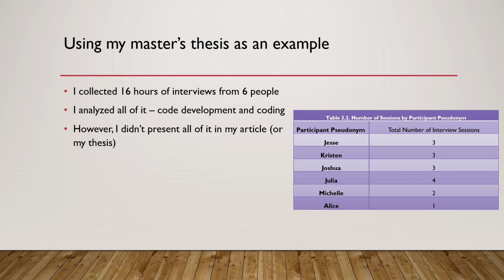My thesis was way bigger than my article because I had more space, but still didn't present every single transcript that I had from all of my interviews. That wasn't necessary, and we don't have to do that in qualitative research. So how did I do that selection?